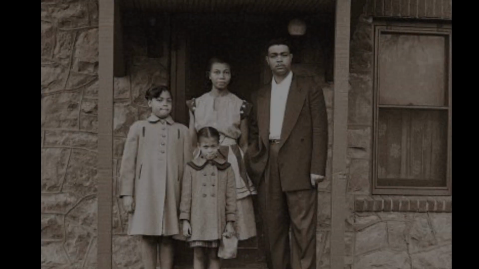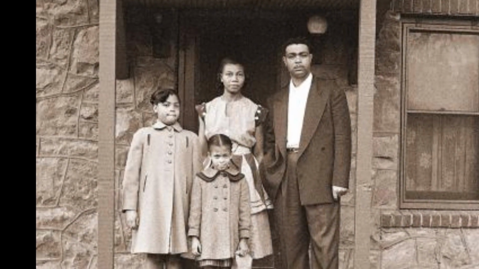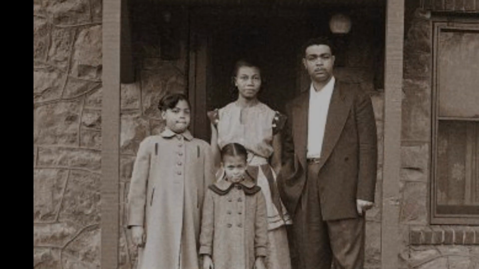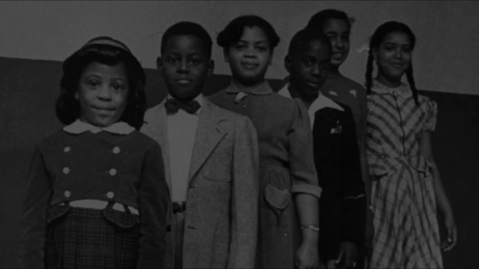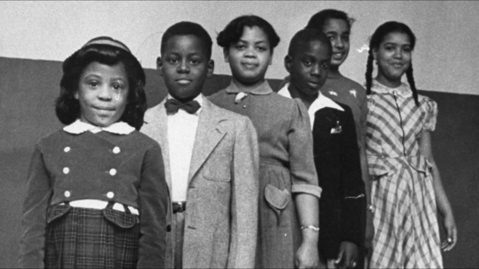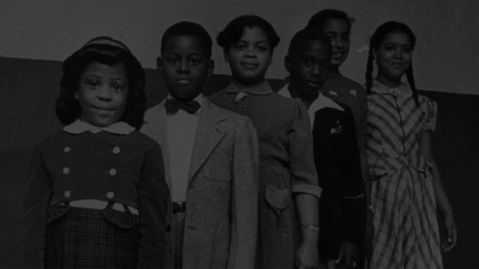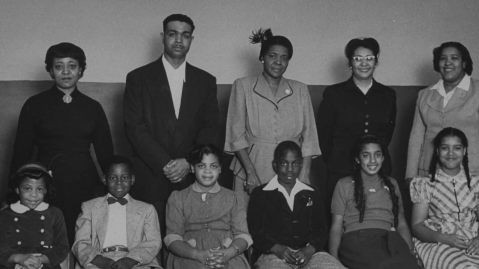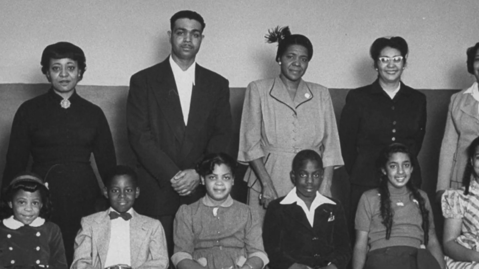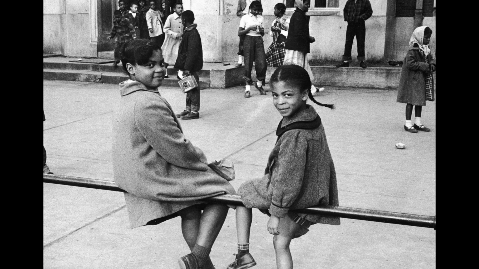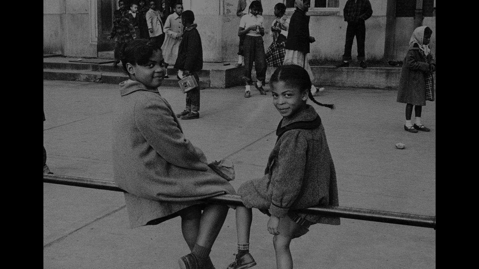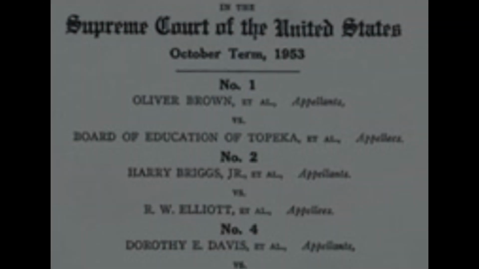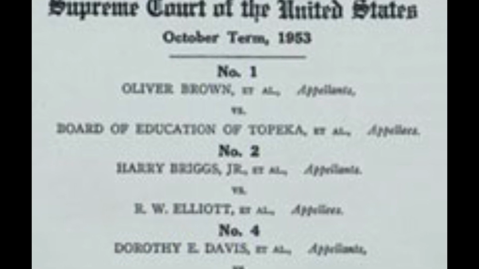The seeds of the Brown case were planted in 1951 when Oliver Brown, a father in Topeka, Kansas, sued the local school board because his daughter, Linda Brown, was forced to attend a segregated black school rather than a nearby white school. Brown's case was joined with similar cases from Delaware, South Carolina, Virginia, and Washington, D.C., all challenging the constitutionality of school segregation. The case, originally brought to trial in Kansas, was eventually heard by the Supreme Court.